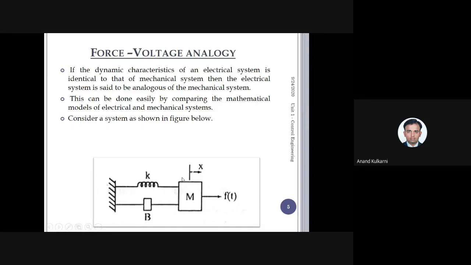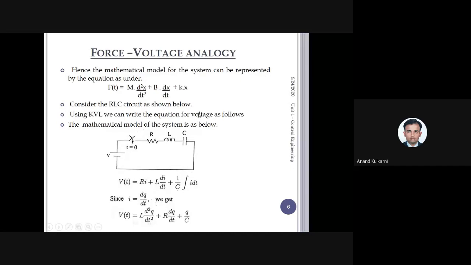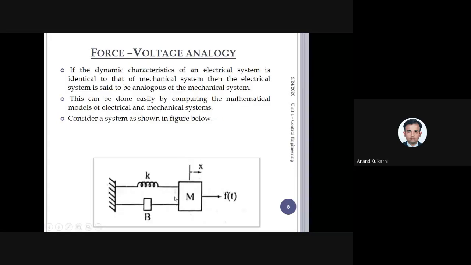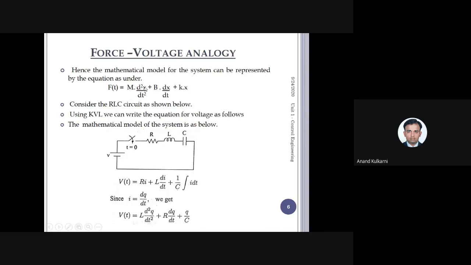For this we consider one simple mechanical system which has a spring, damper and mass, and some force acting on it, and because of the force we have a certain displacement, that is x. We know how to write the equation for this: f of t is equal to m into d square x by dt square plus b into dx by dt plus k into x. This is the equation for that system. Now I'll consider the RLC circuit as shown below.